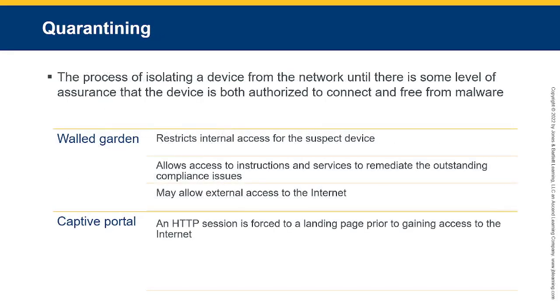Quarantining is the process of isolating a device from the network until there is some level of assurance that the device is both authorized to connect and free from malware. Now, you may have 2 different types. A walled garden restricts internal access for the suspect device and allows access to instructions and services to remediate the outstanding compliance issues. It may allow external access to the internet.